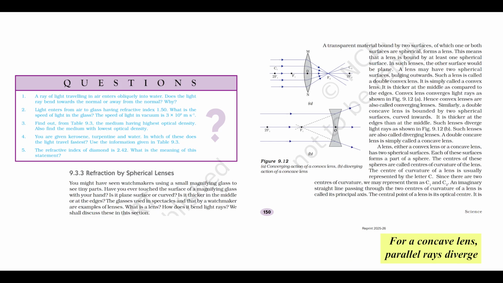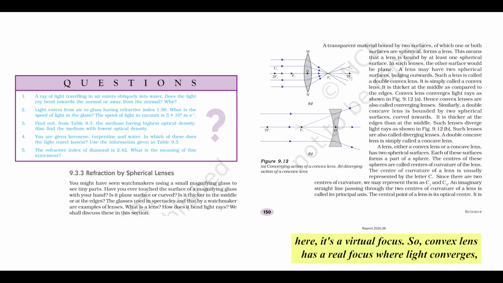For a concave lens, parallel rays diverge after passing through. If you trace these diverging rays backward, they appear to come from a point on the principal axis on the same side as the incoming light. This point is a principal focus, usually f1. Since rays only appear to come from here, it's a virtual focus.